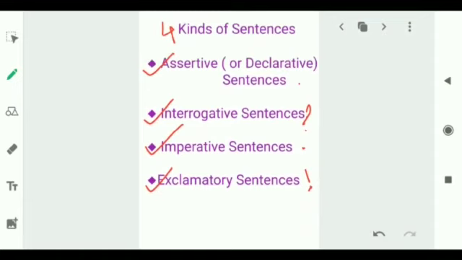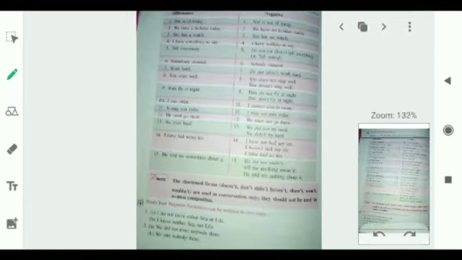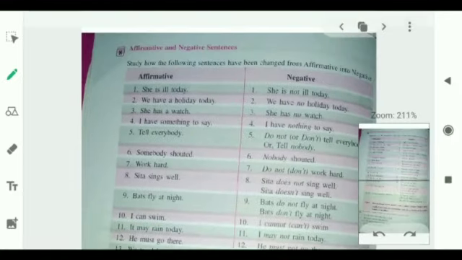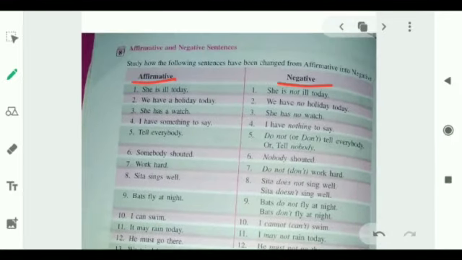Now, we'll move to today's topic, that is changing an affirmative sentence into a negative one or a negative sentence into an affirmative one. Students, what are affirmative and negative sentences? We learned in our last class that assertive statements are further divided into 2. One is affirmative and the other one is negative. Affirmative may also be called positive statements, right? And the second one is negative.